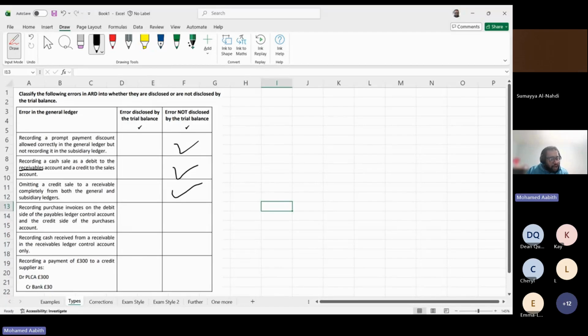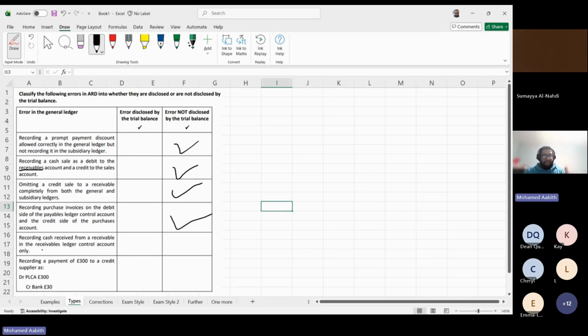Fourth one, recording purchases invoices on the debit side of the payable ledger control account and the credit side of the purchases account. It has been reversed. Remember, one of the 6 errors we have come across is the reversal of entry, because we still have a debit and a credit. It does not matter. This will still make your trial balance match, because whatever you enter there will not impact the overall numbers. So this will not be disclosed by the trial balance.